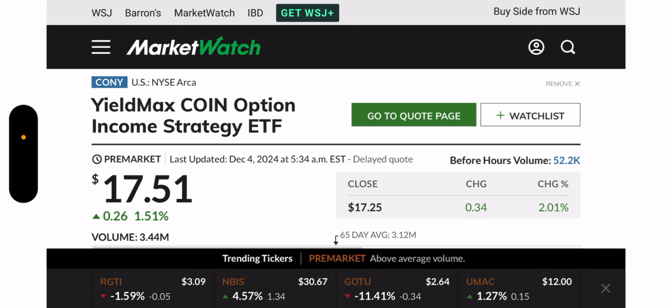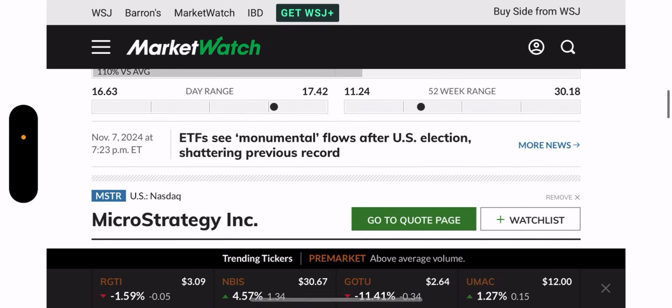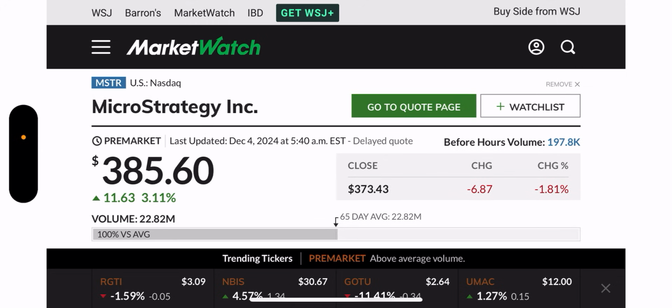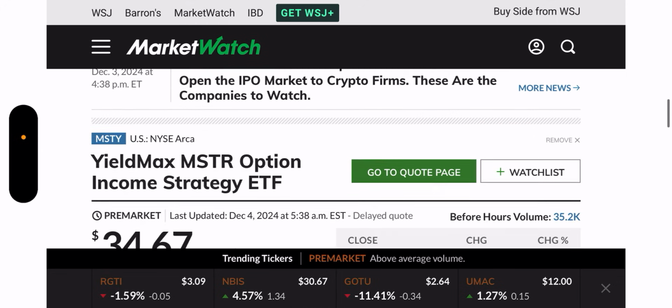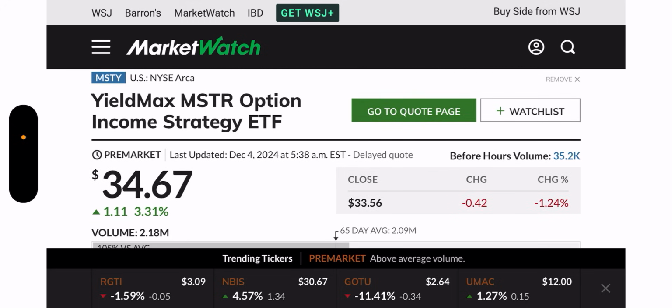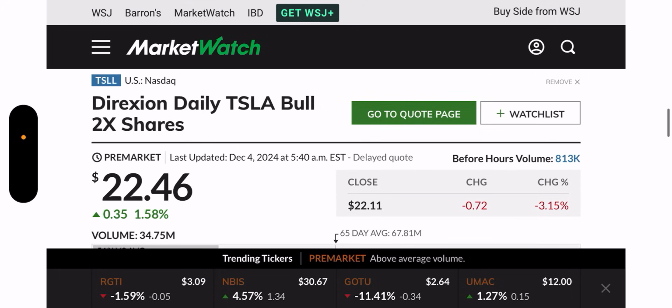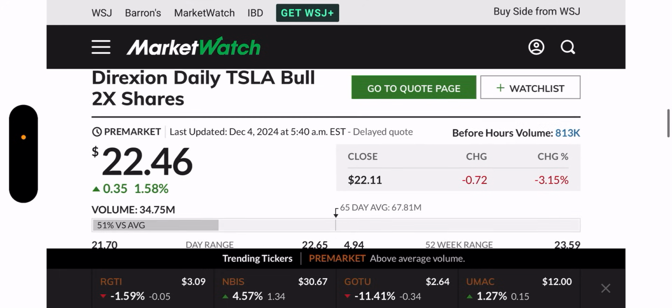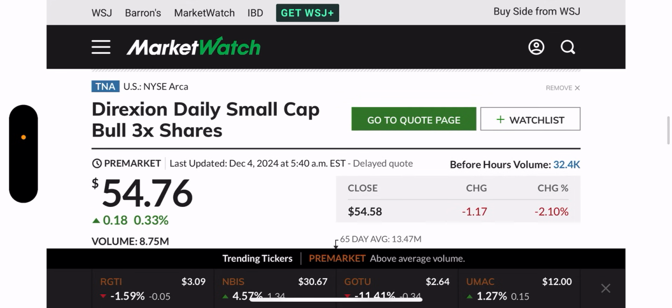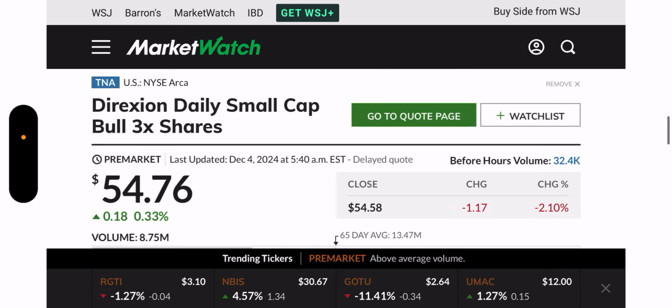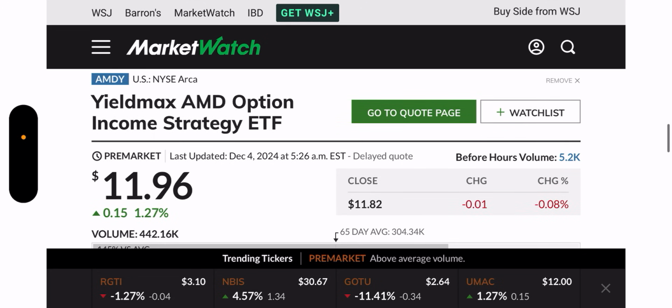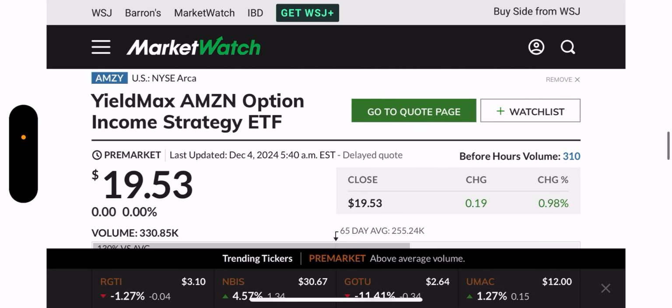Okay, so everything's green so far. Who's going to ruin it? MicroStrategy up 3.11%. They're at 385.60. MSTY is up 3.3%. They're at 34.67. TSLY is even up 1.58%, 22.46. TNA. When's this thing going back to 40? It's up 0.33%. It's at 54.76. I swear, if Soxel ruins this. AMZY is up 1.27%. It's at 11.96. AMZN is not updated, but it's at 19.53. Again, as always, AMZY, their job is to hit 20 again. That's their only job.